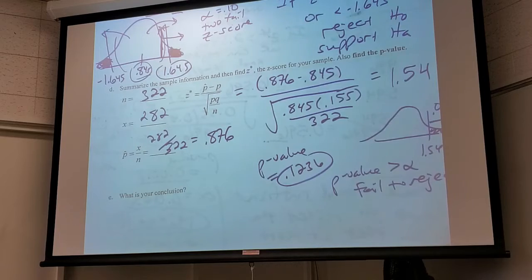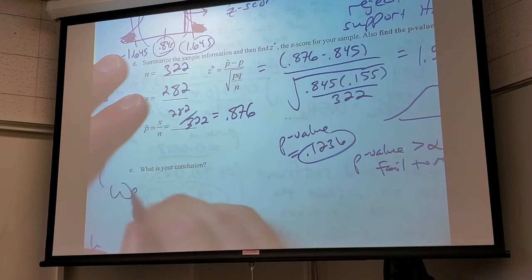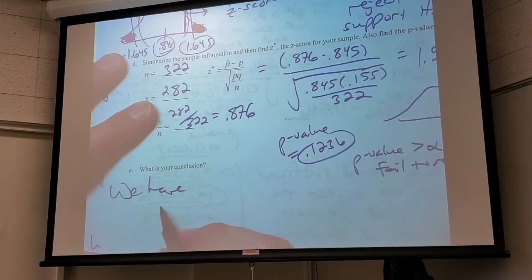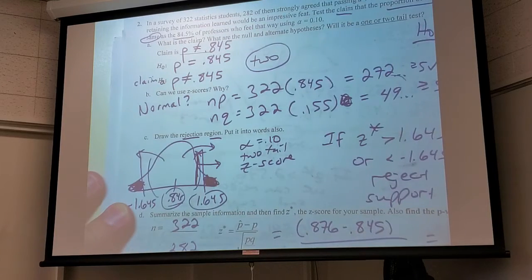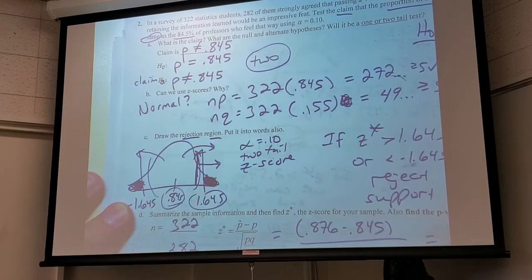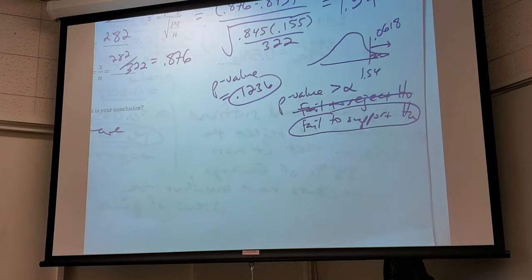So what is our conclusion? Actually, before I do this, what was our claim again? Which hypothesis statement? P does not equal 0.8. Okay, H0 or Ha? Ha. So then I'm going to use this language, not that language. People are always asking how do I tell. It's that simple. You want to talk about your claim. We didn't make it far enough away, so we can't support the alternate hypothesis.